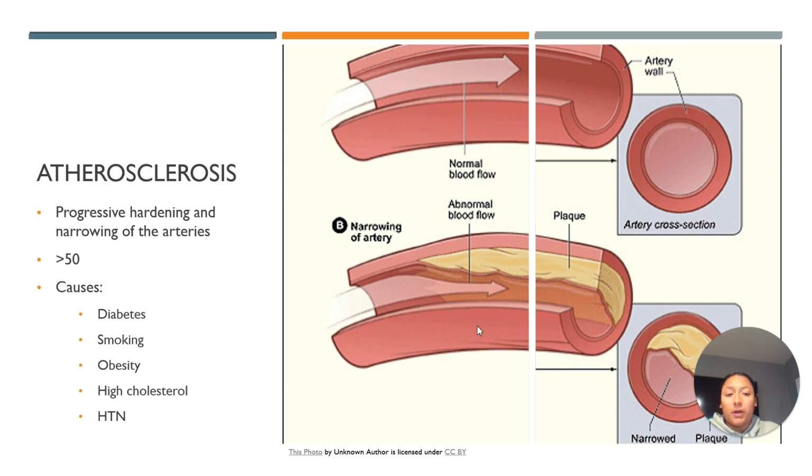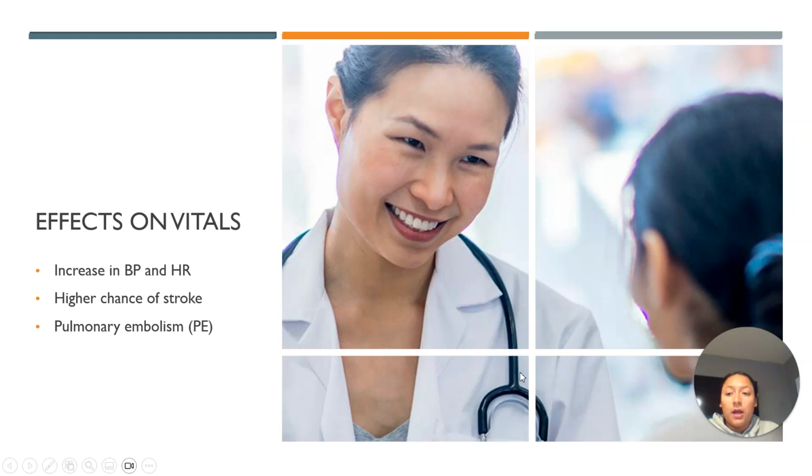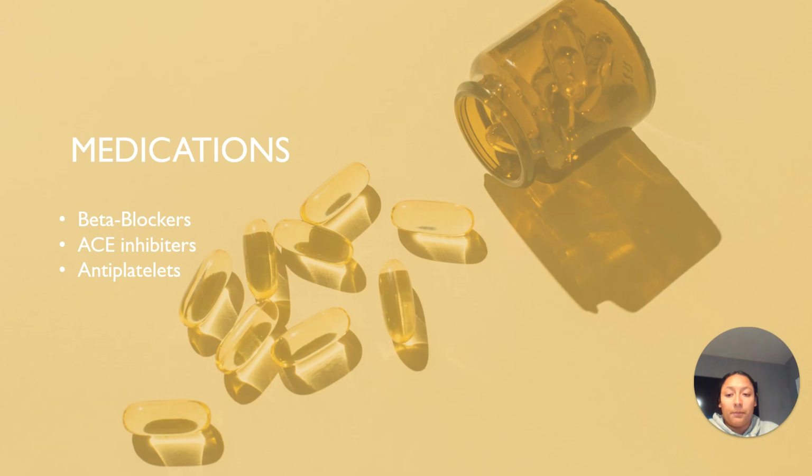So the next thing that we're going to talk about is the effects on vitals. It results in an increase in blood pressure and heart rate, such as that high blood pressure, and then we have a higher chance of stroke and pulmonary embolisms just because the blood is unable to get through smoothly, thus restricting the blood flow to certain areas of the body.